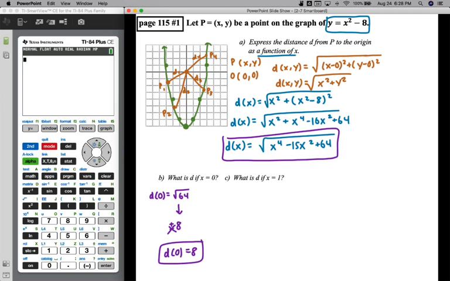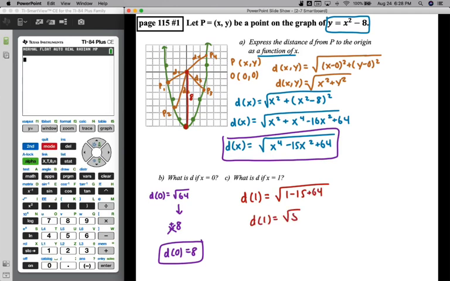Now if we look at it graphically, if you look at the graph up above, where on the graph is there a point with an x-coordinate of 0? Well, it's down here at the vertex. The x-coordinate of the vertex is 0, and the distance from the origin to that point is 8 units. We move down 8 units from the origin. So that lines up with what we've got. The next piece then, what is the distance if x is 1? So when I replace x with 1, what do we get? We get the square root of 1 minus 15 plus 64.